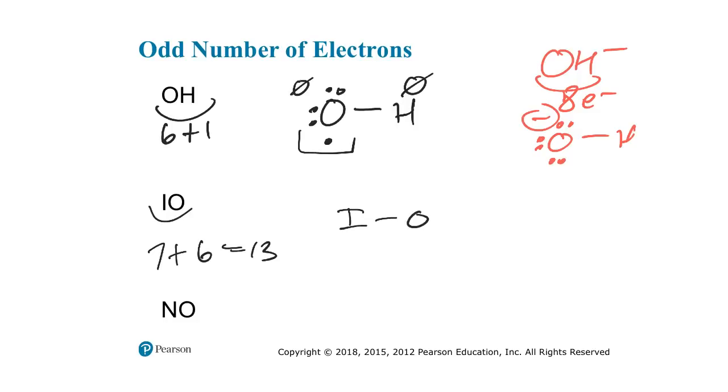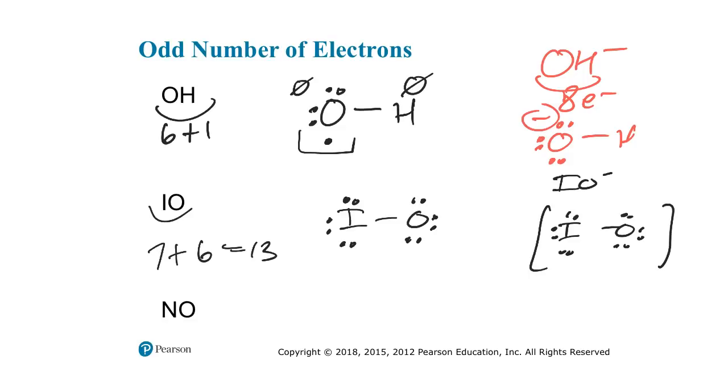So if we go with this structure here, now how do we satisfy our octets? Well, let's actually think of almost starting with IO minus. If we start with IO minus, that's 14 electrons. So think about what electron you want to remove off of this structure here. Do we want to remove this electron or that electron? Let's think about the two possibilities. Okay, so let me actually write out the two different possibilities.